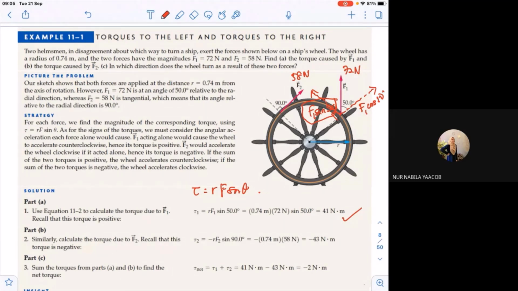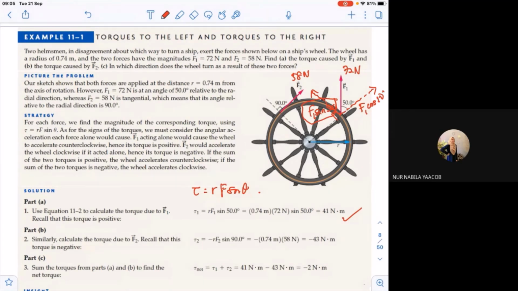Okay, 41 Newton meters. Now look at torque number 2, which is due to force number 2. Force number 2 is actually at 90 degrees, so torque number 2 is R F2 sine 90. Sine 90 because it's already perpendicular to the lever arm, perpendicular to the radius.